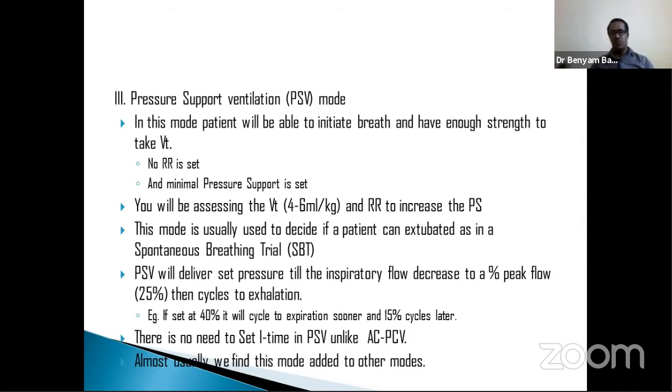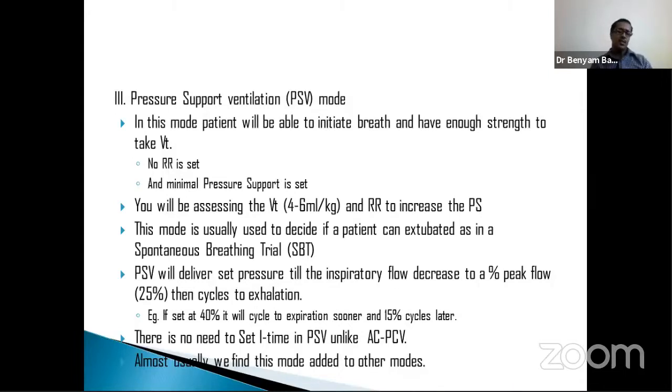So based on that, you may increase the pressure support to augment the tidal volume. Usually, as I mentioned earlier, we use this mode if a patient can be extubated. So we do a spontaneous breath trial, which we'll be discussing when we are covering the weaning, not today, maybe in the future. So it could be used to assess a spontaneous breath trial. So PSV will deliver a set pressure until the inspiratory flow decreases.